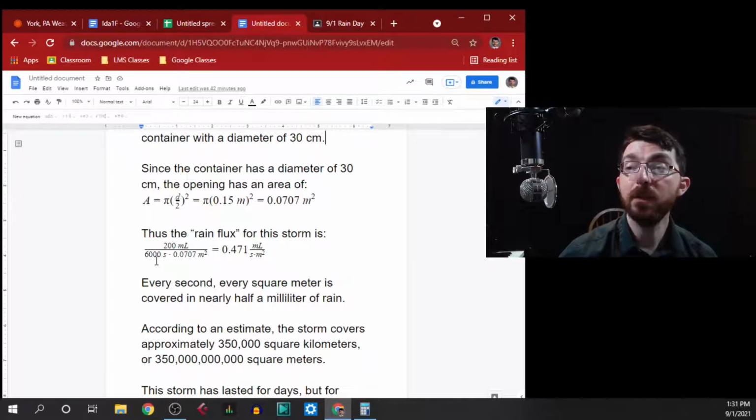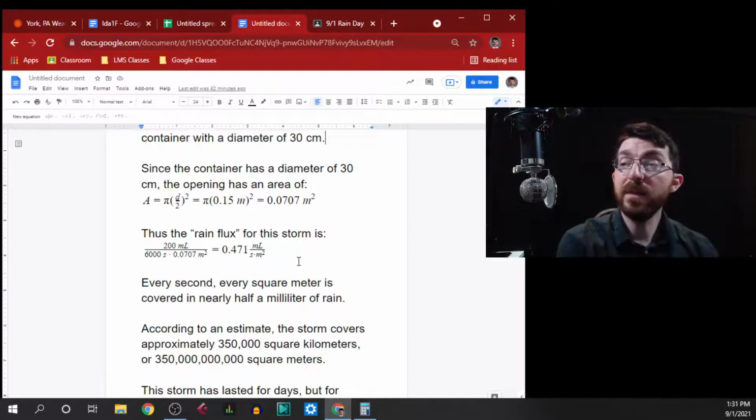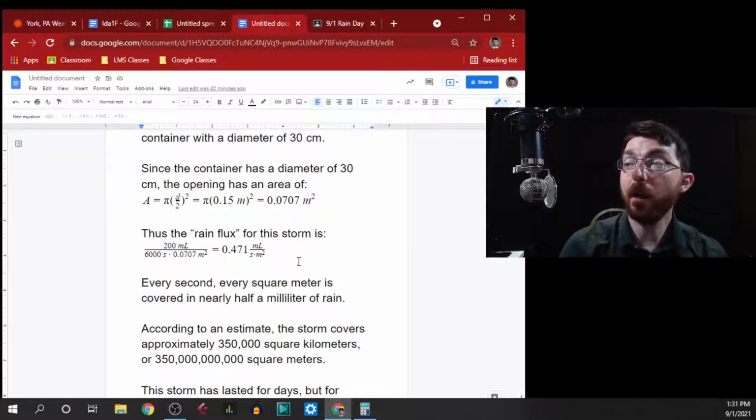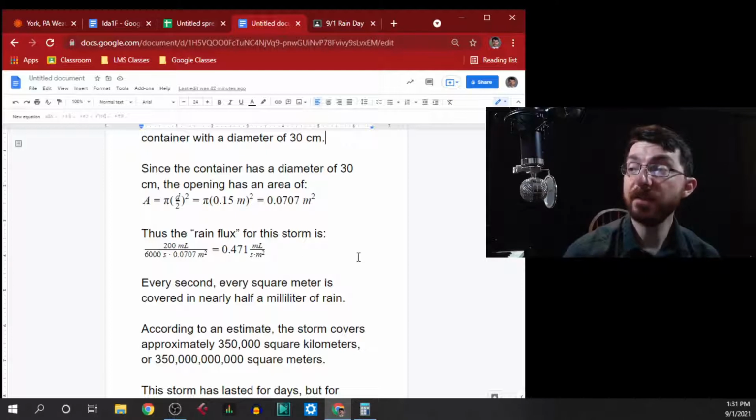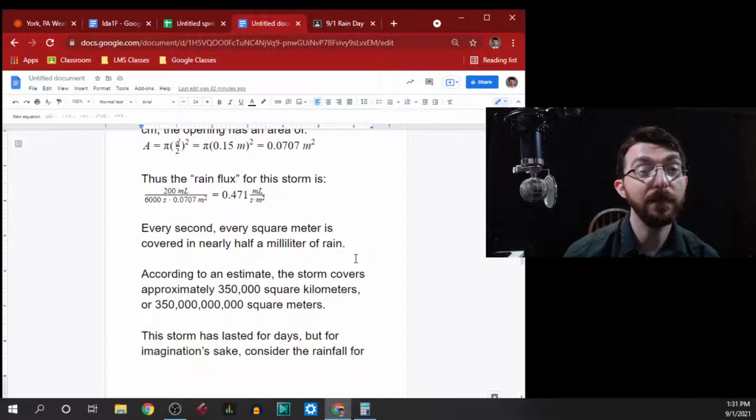divided the volume, 200 milliliters, by the time and the area, and I came up with this number, which I'm calling the rain flux, which is basically the quantity of rain passing through a certain area per second. So interpreted this way, every second, at least during the time that I was collecting that rain, every square meter was covered in nearly half a milliliter of rain.